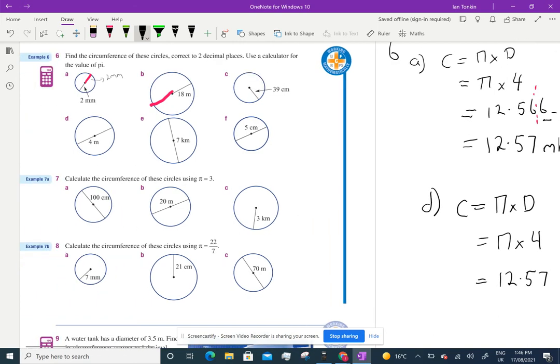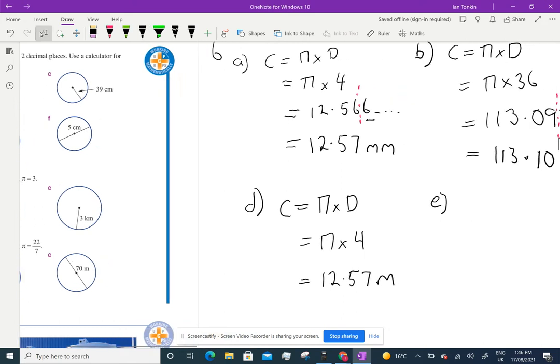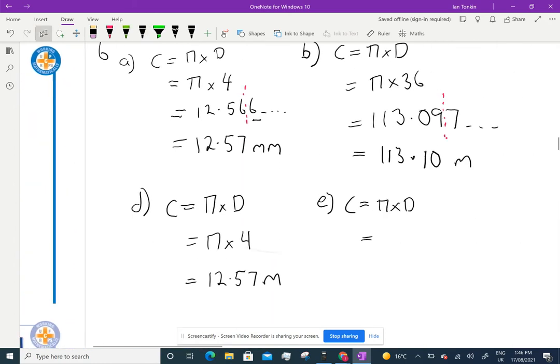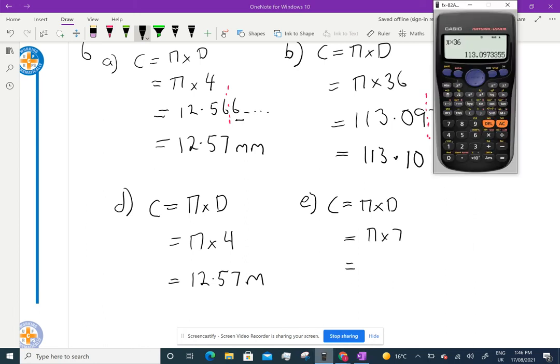12.57, but this time it's in metres. Let's have a go at E. Circumference equals pi times diameter. And the diameter is 7. So pi times 7. Again, I go to my calculator.